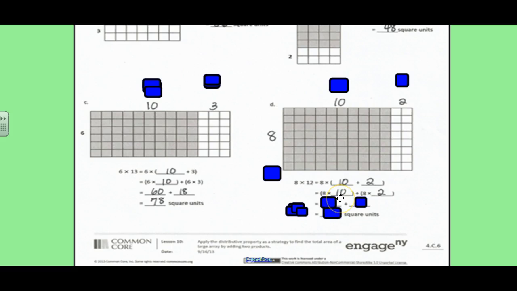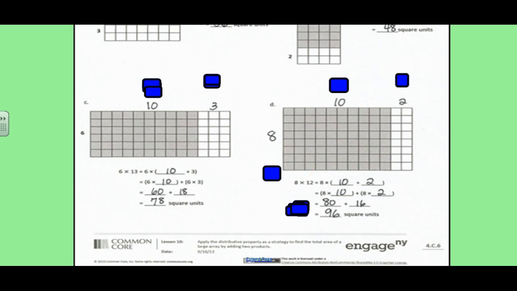And then you had to solve 8 times 10, which was 80, and you had to solve 8 times 2, which was 16, and when you add 80 and 16 together, you get 96, so the area for this large rectangle is 96 square units.